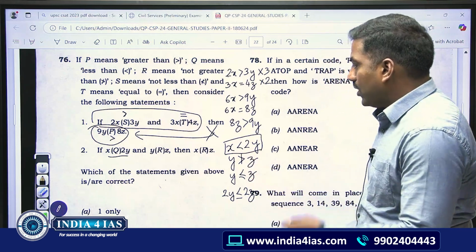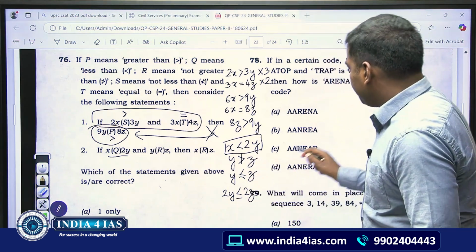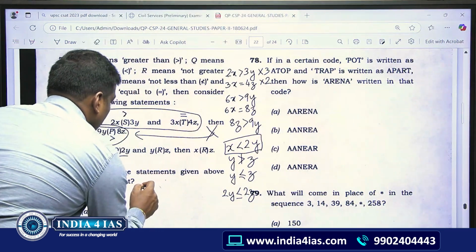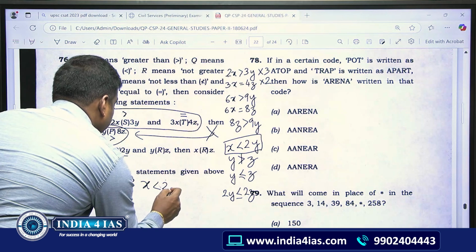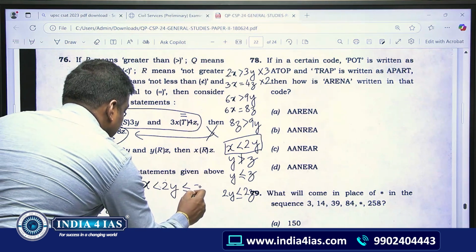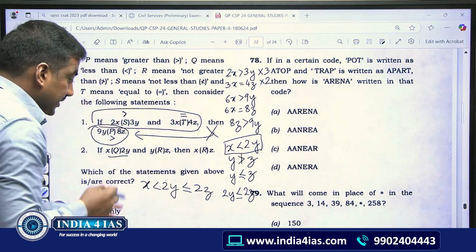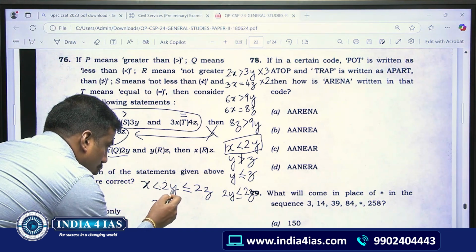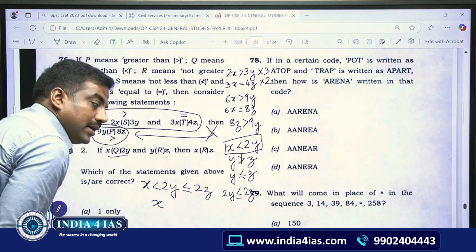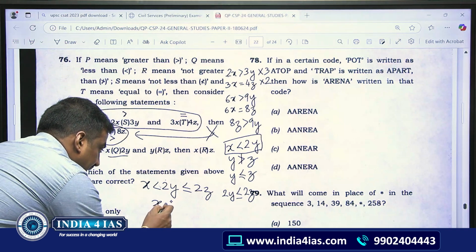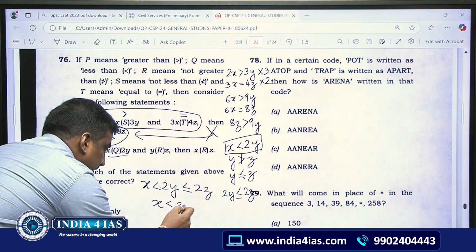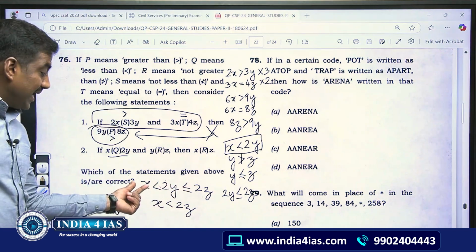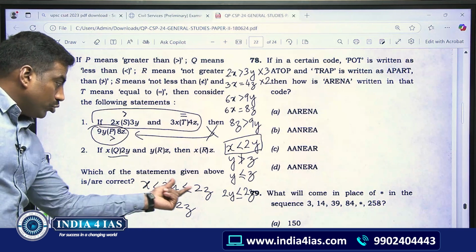So what all can I do here? x is less than 2y, but that 2y is less than or equal to 2z. In this case, what will happen? x is definitely less than 2y. 2y is equal to or less than 2z. So in this case, x is less than 2z for sure, because x is less than 2y. 2y can be equal, but x is lesser than this. So x will also be lesser than this.